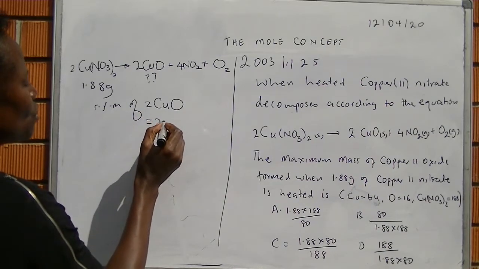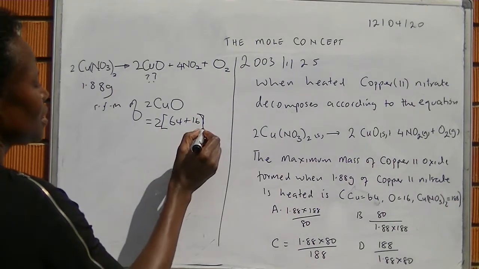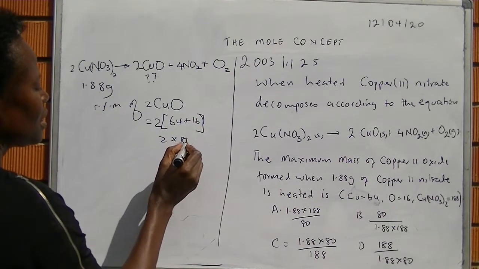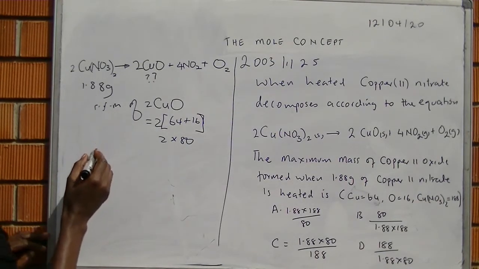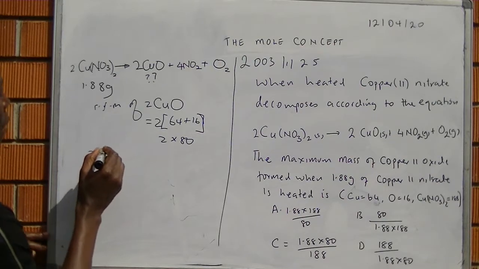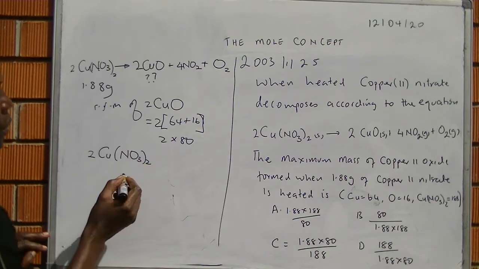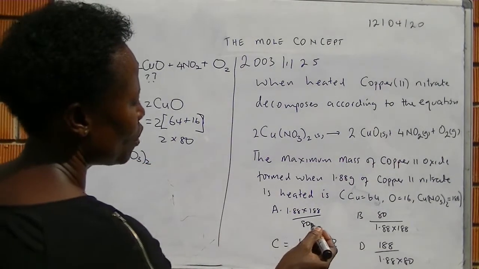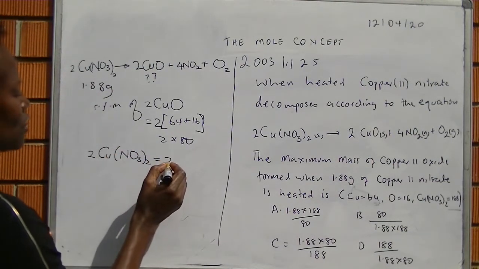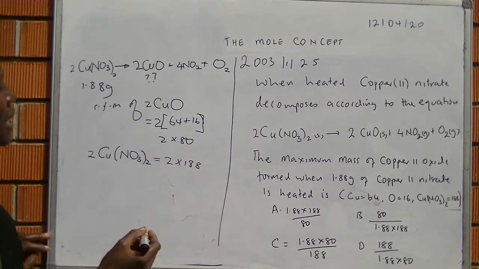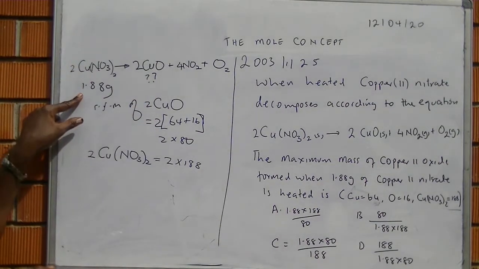This is the same as 64 plus 16, which is 2 times 80. Now we come to the 2 copper nitrate. We are told that the RFM of copper nitrate is 188. So this is the same as 2 times 188. Now we go back to our equation. I told you we begin with the side that is having an answer.